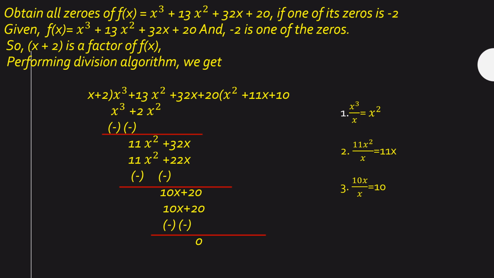So we got the quotient. The quotient is a second degree expression, which means there are two roots for this. Now we'll simplify this using the division algorithm. What is the division algorithm? Dividend is equal to divisor into quotient plus remainder. Here the remainder is 0. So I will go with divisor and quotient. What is the divisor here? X plus 2, and the quotient is x square plus 11x plus 10.